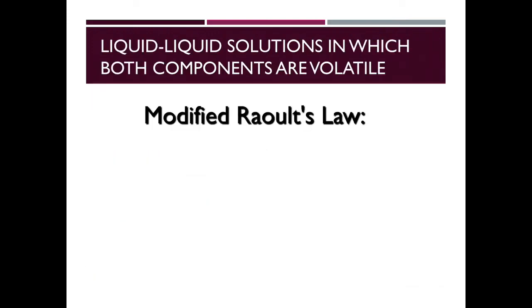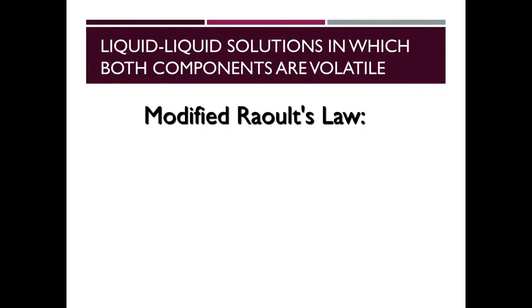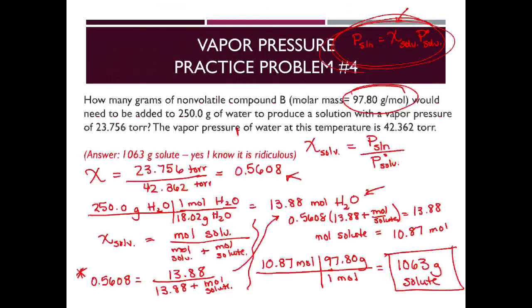One last topic for today is this modified Raoult's law. When we were just talking about Raoult's law, which is all of this stuff, this is Raoult's law, okay? But we have a modified Raoult's law in which both of them are now liquids. The initial, normal Raoult's law is for when one of them is a solid and the other one is a liquid.